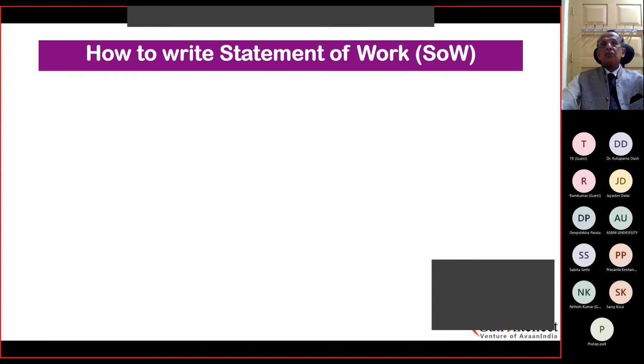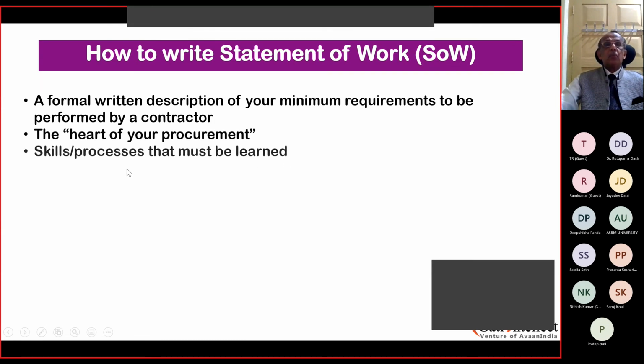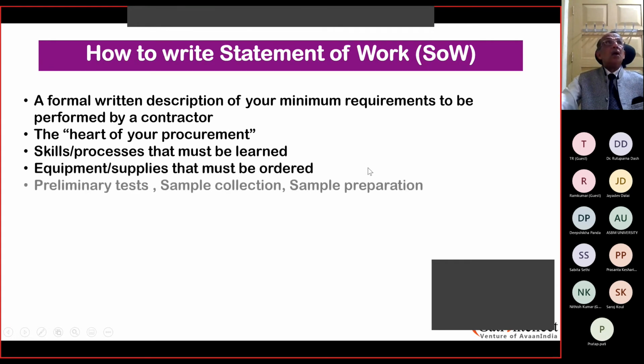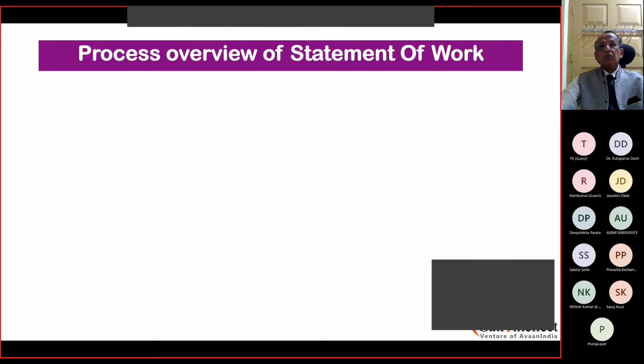So time is running out, so let me just make this fast. We will talk about statement of work very soon in another module, in detail. So you have to write statement of work in detail. It's a formal written description of your minimum requirements to be performed by a contractor, the heart of your procurement: skills, processes that must be learned, equipment and supplies that must be ordered, primary tests, sample collection. I'm just moving to the next one because there you can see a better explanation.